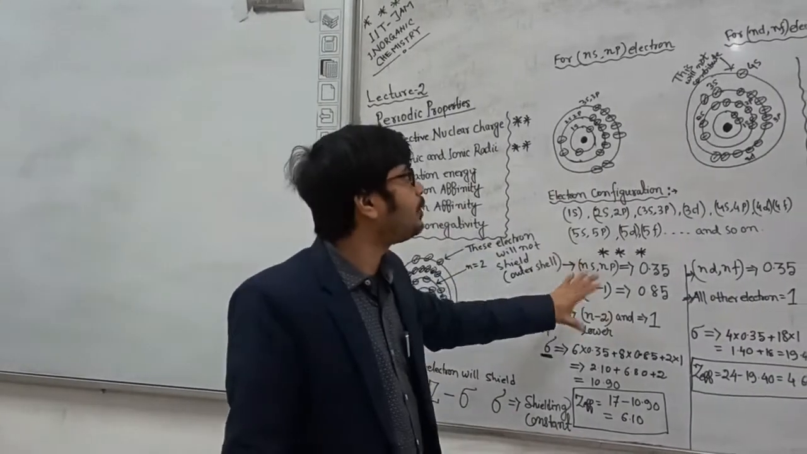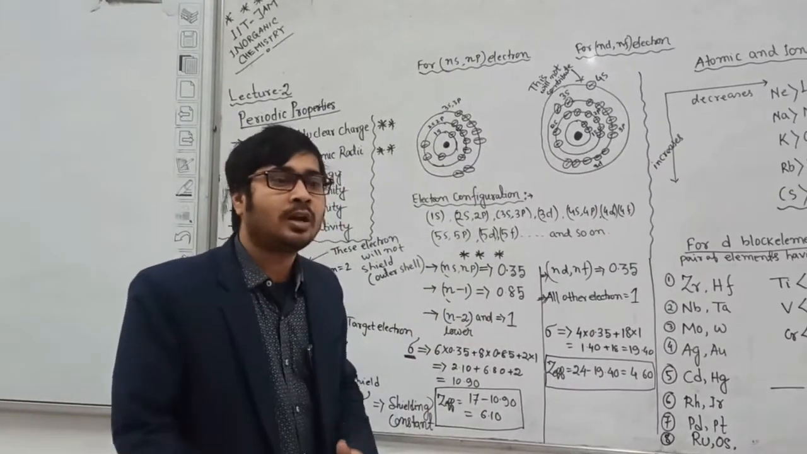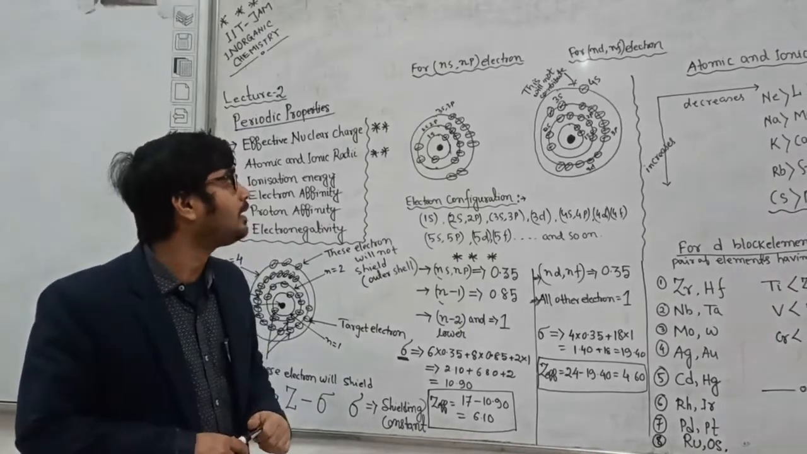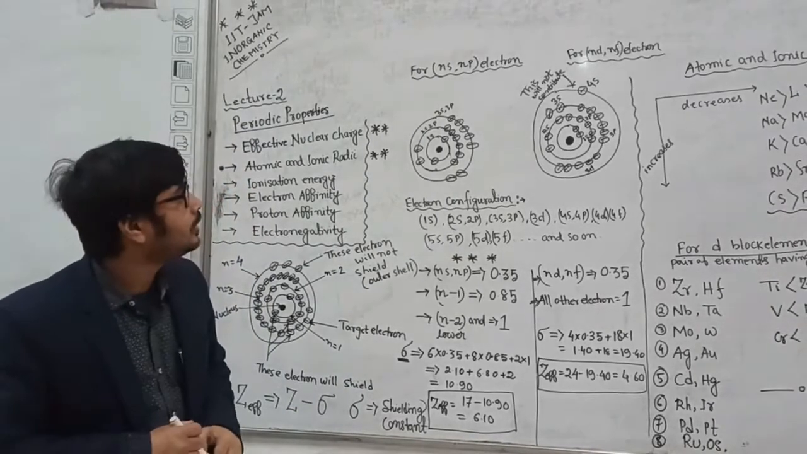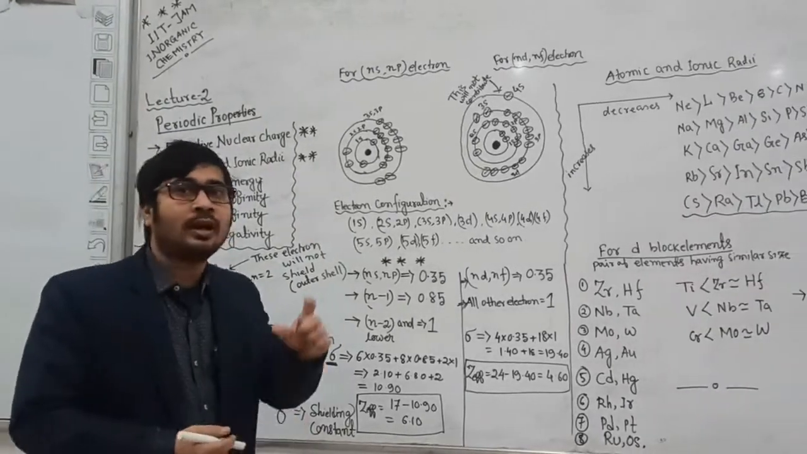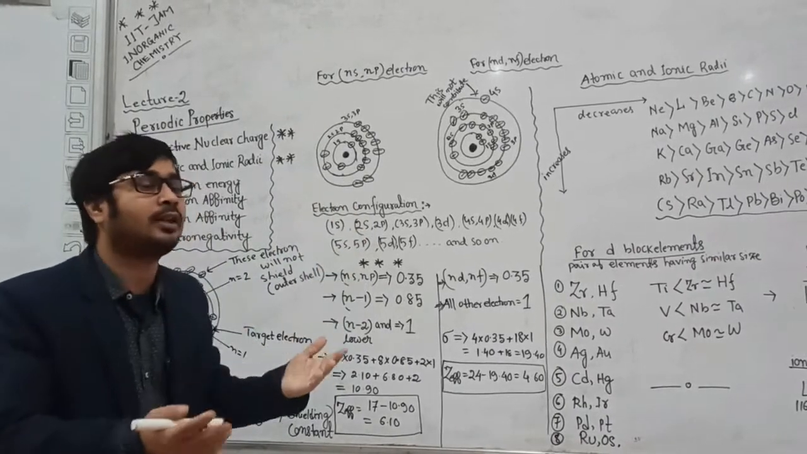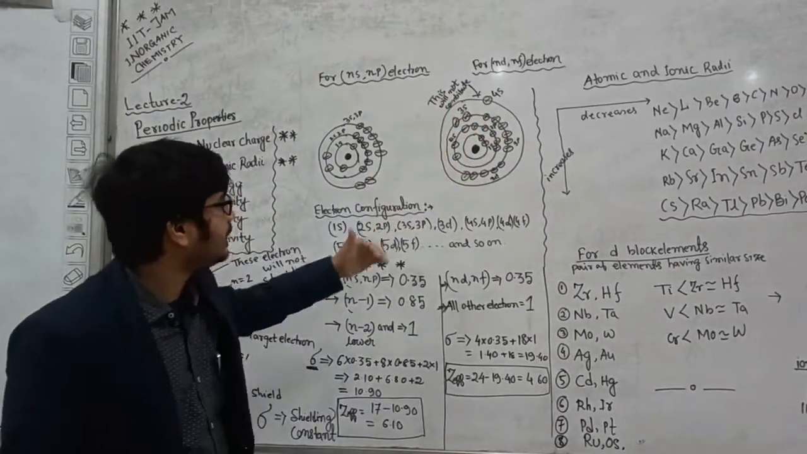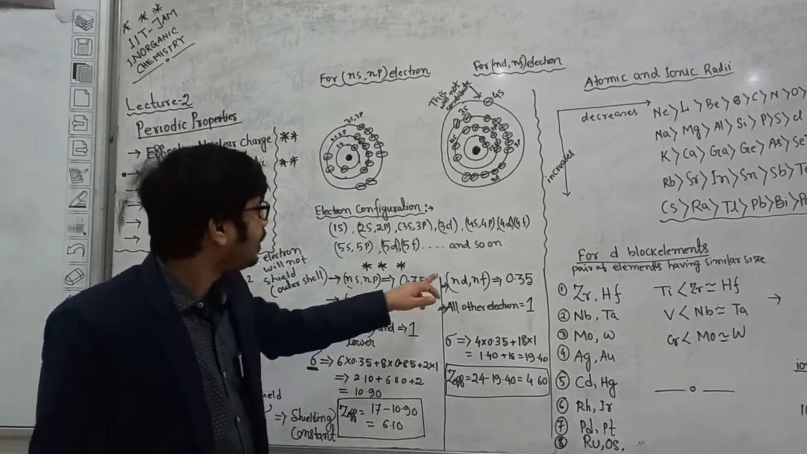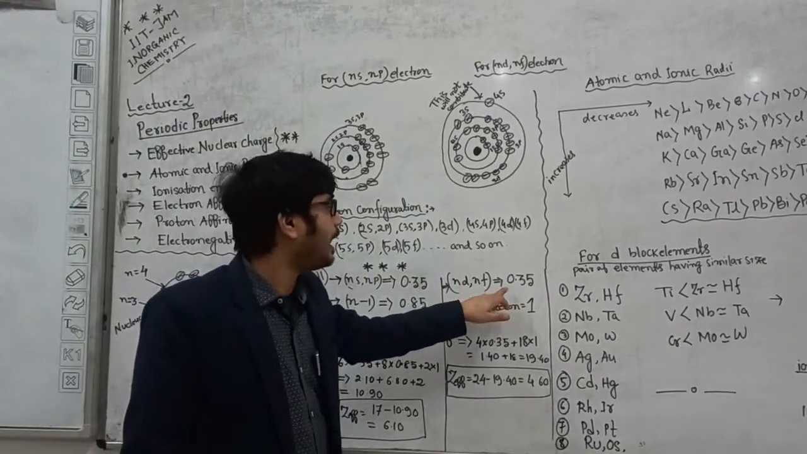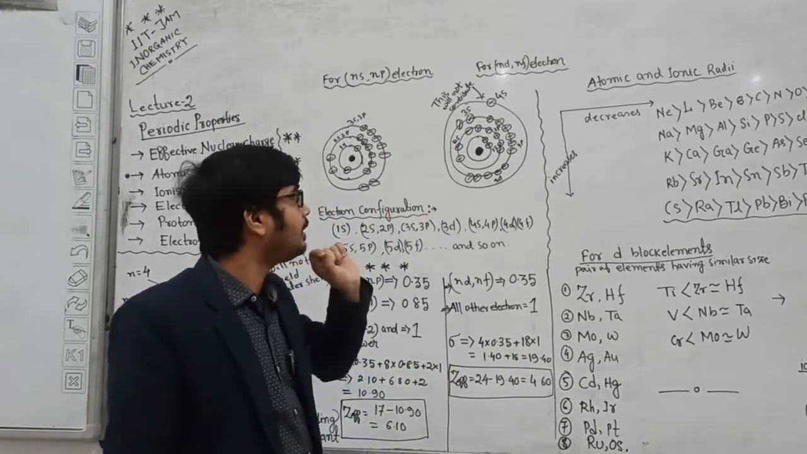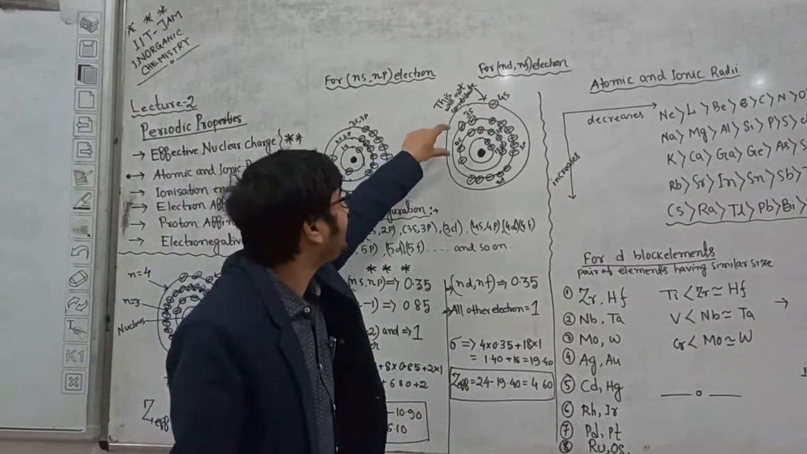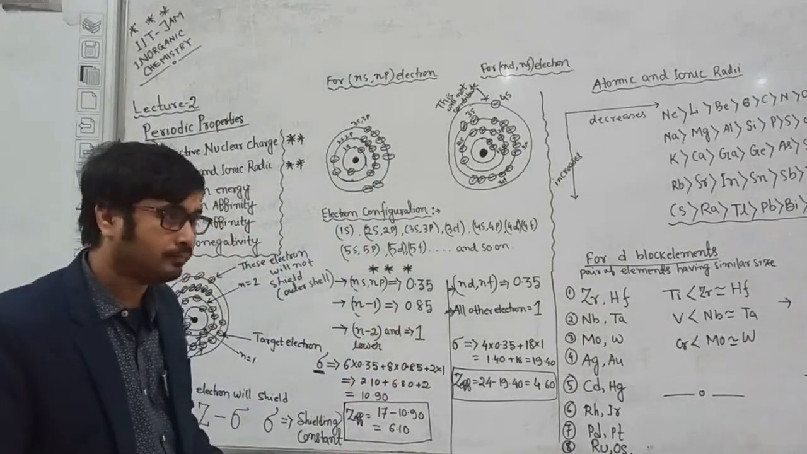So now this is the case for ns and np electrons. Now let us have this kind of situation where we need to calculate the effective nuclear charge for d electrons. Then what are the rules? For d and f electrons, Slater has suggested that all nd nf electrons other than the electron we are trying to calculate. Let's say we are trying to calculate the Z effective for a 3d electron in chromium.